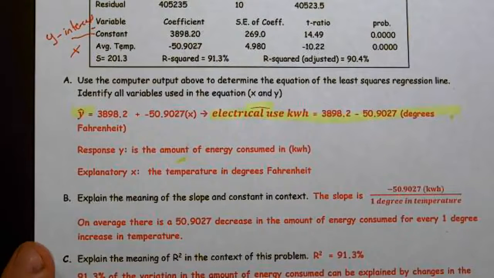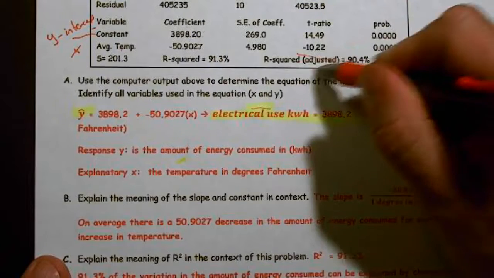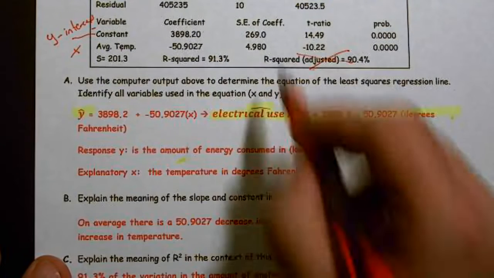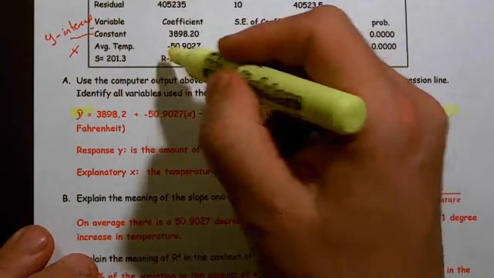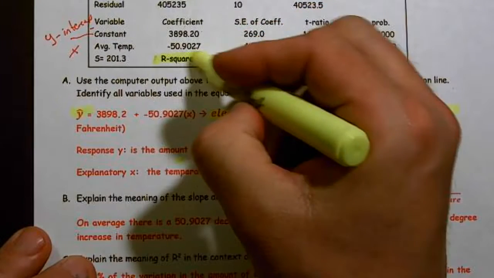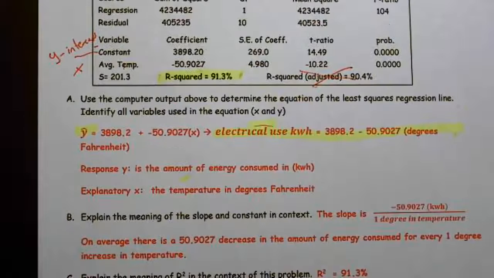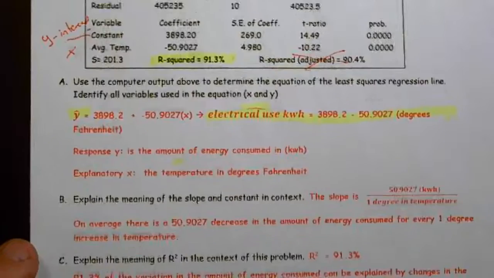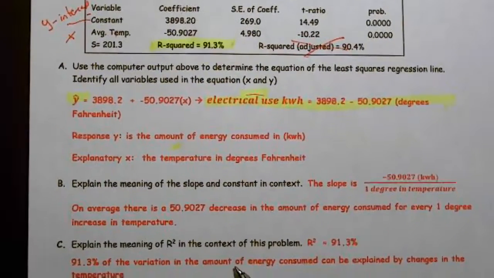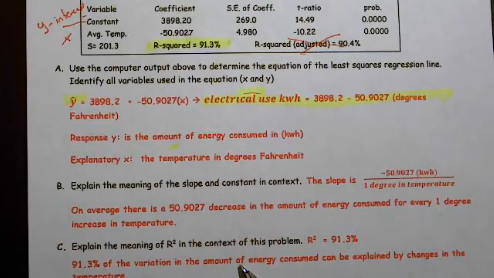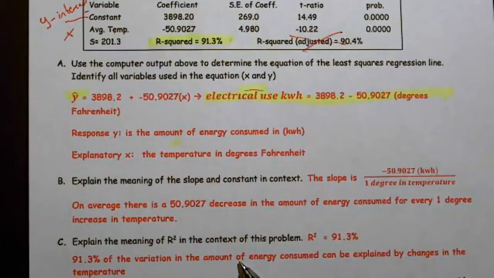R squared. They'll always give you this. That's a distractor. This is R squared. We'll just say R squared. Never use R squared adjusted. So our R squared is 91.3%, and 91.3% of the variation in the amount of energy consumed can be explained by changes in the temperature.